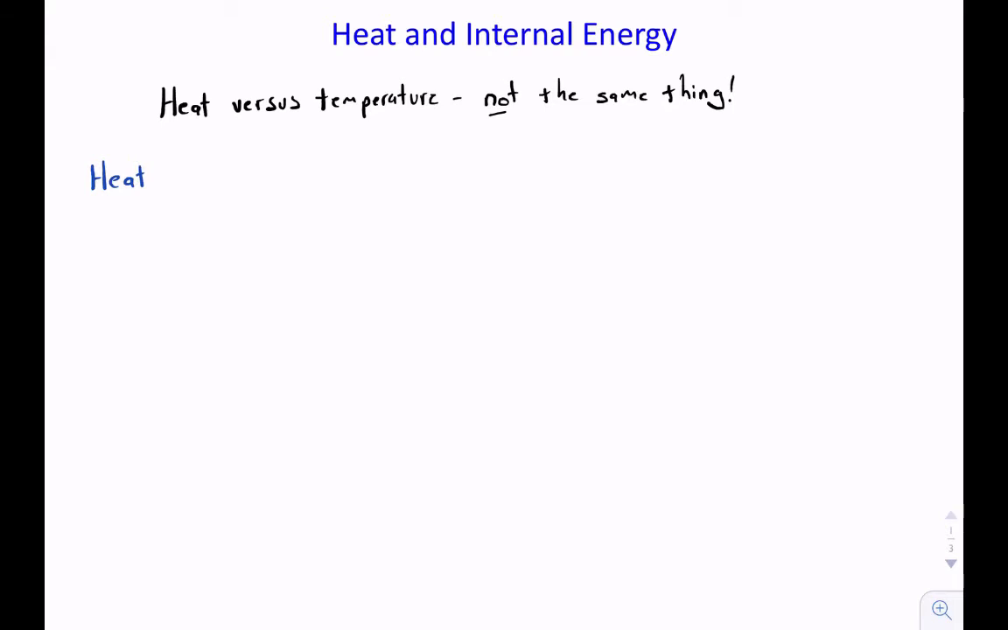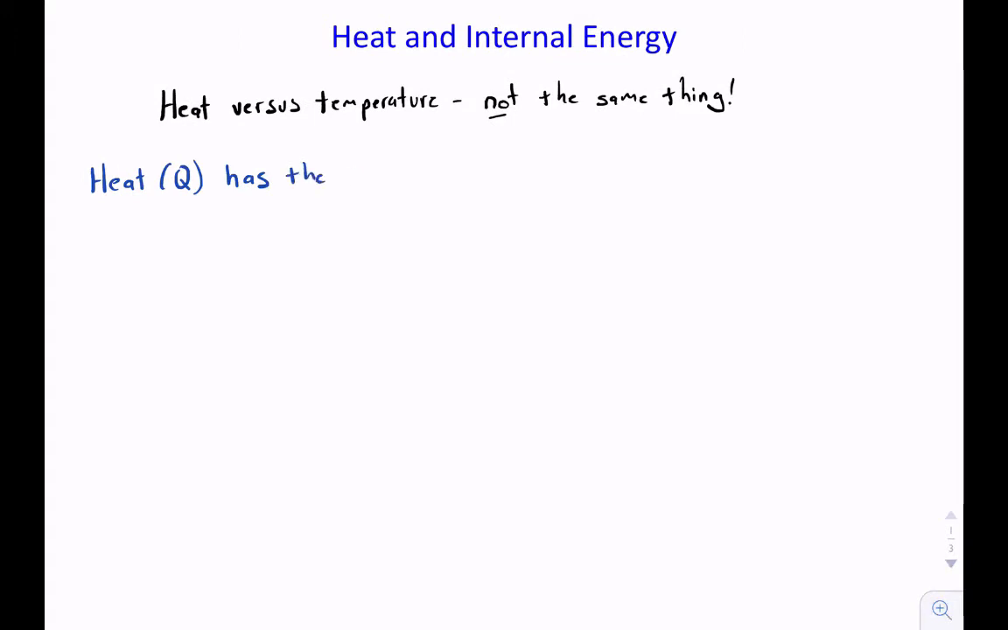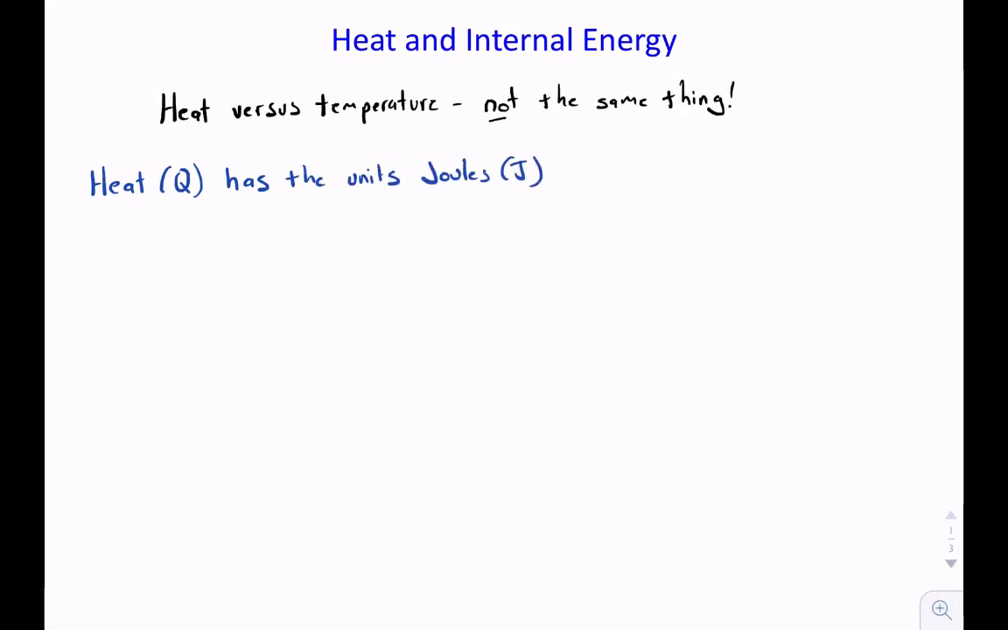Well, let me tell you now that heat, which has the symbol Q, has the units of joules. You hopefully remember this from mechanics as being the unit associated with, yes, energy. So when you raise the temperature of the water to cook the pasta, we are adding energy in the form of heat to the water. Heat is the transfer of internal energy from one body to another. In my example, it is from the stove to the water.